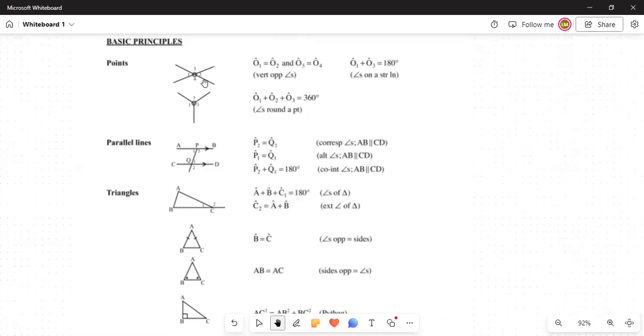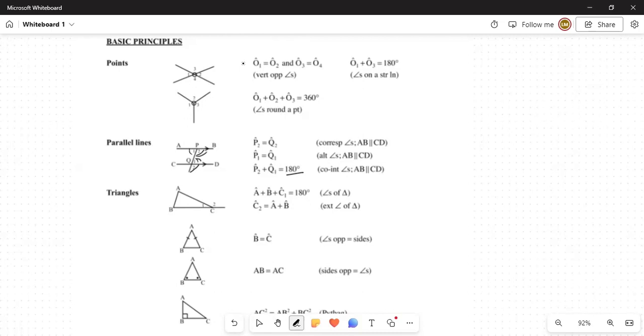We have your vertically opposite angles, where 1 is equal to 2, and you have the fact that angles in a revolution come to 360. When it comes to parallel lines, you have corresponding angles, so in this case this one and that one. We have alternate angles, which give you a Z, so in this case it will be this one and that one. And you also have your co-interior angles, which is this one and that one, that should add up to 180.